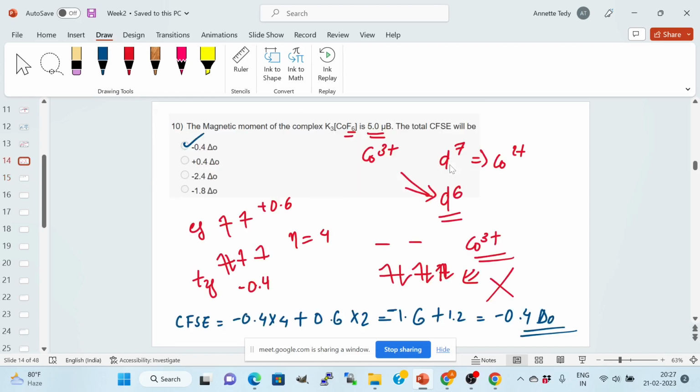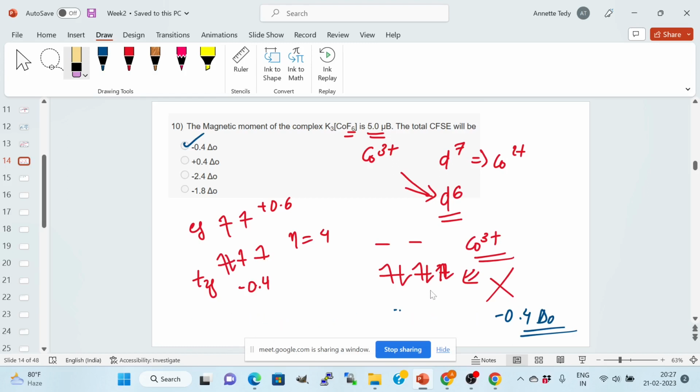Yes, this one. Do you want me to explain once again? Oh, okay, the calculating the CFSE step. Okay. So this one you understood, right? How we have written how many electrons are there in T2G and how many are in EG.